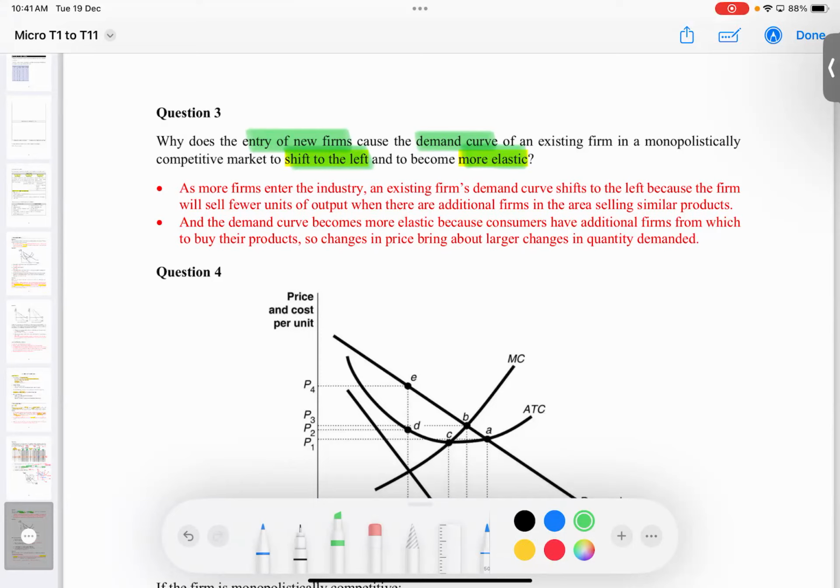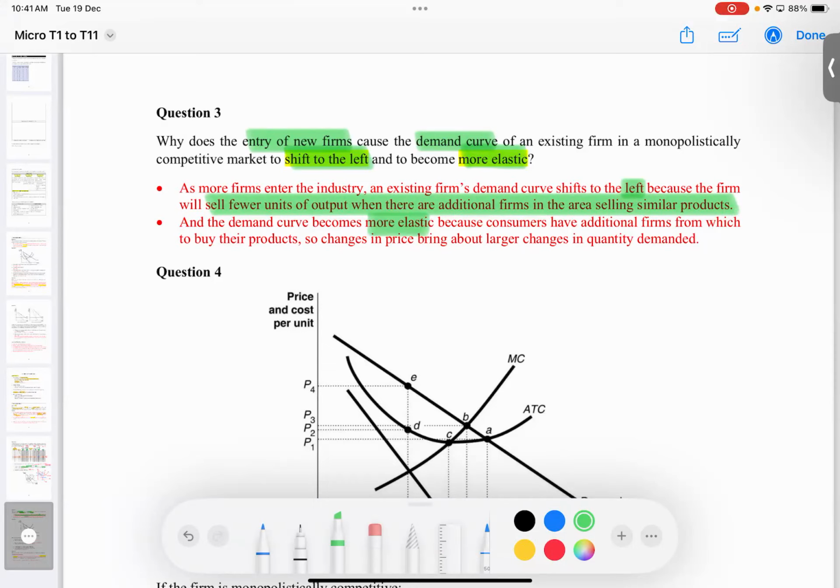To explain the leftward shift of the demand curve and why it becomes more price elastic: we said that it shifts to the left. Why? Because the firm will sell fewer units of output when there are additional firms in the area selling similar products. That means you are not able to sell as much as before. You will sell less when there are more substitutes, more producers, more competitors. And the demand curve will become more price elastic.